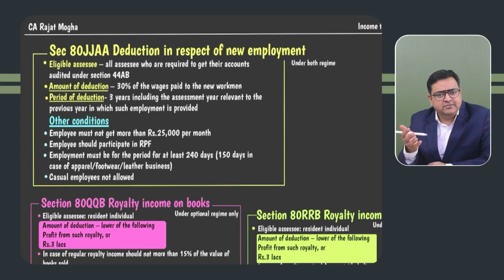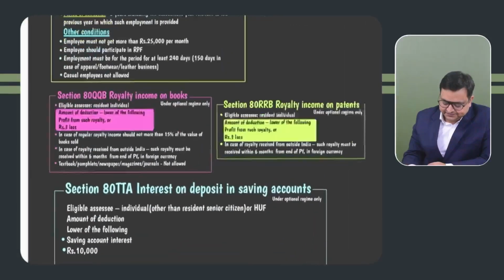In case of seasonal business like footwear, leather, apparel, etc., it is 150 days. So it is 240 days in other businesses. For seasonal business like leather, footwear, or apparel, it is 150 days, right? And for 3 years, you can get this deduction. How much? 30% of the salary which you are paying to your additional employees. Under both the regimes, you can get this deduction.